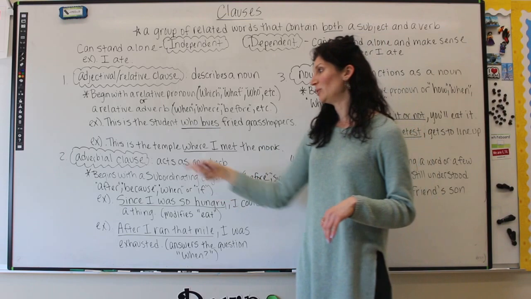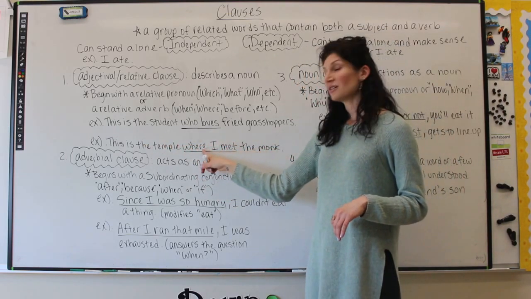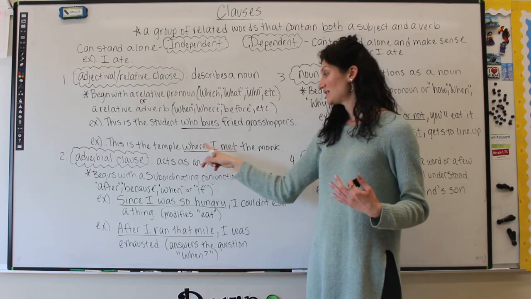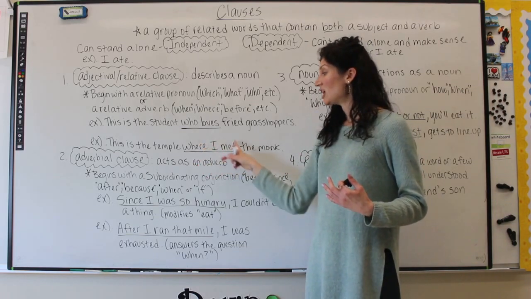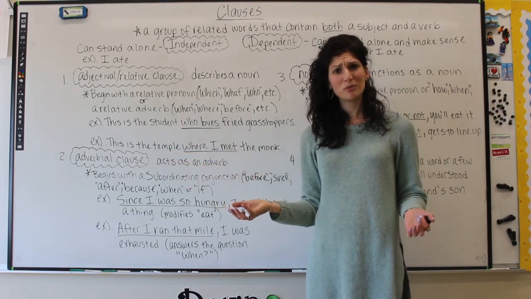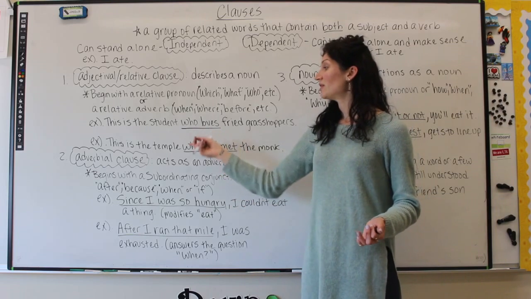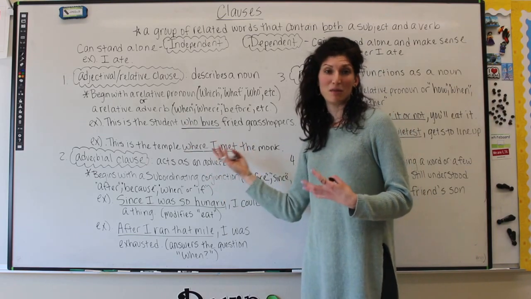In the next example, we have this is the temple where I met the monk. Where is acting as our subject, and met is acting as the verb. And altogether, this clause is describing the temple. Which temple did you meet the monk? Which temple is this? This is the temple where I met the monk.